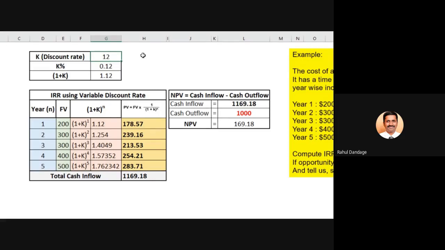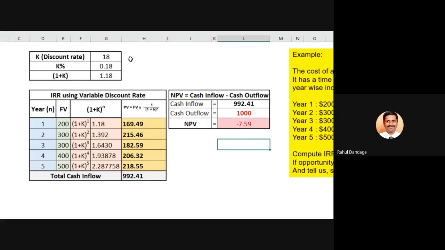Let's see here. At 12%, we get the net present value as 169, which is higher than zero. So we need to increase the discount rate and check what the net present value is going to be. If I change the discount rate from 12% to 13%, we get the net present value as $136, which is still high. Let's do one thing. Let's change it to 18% and see what the value is going to be. Okay. If we change it to 18%, the value here becomes negative, but we need the net present value as zero, neither negative nor positive.